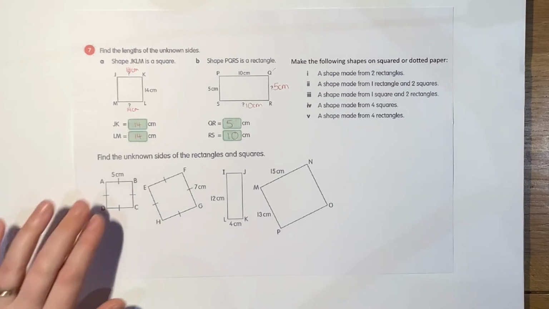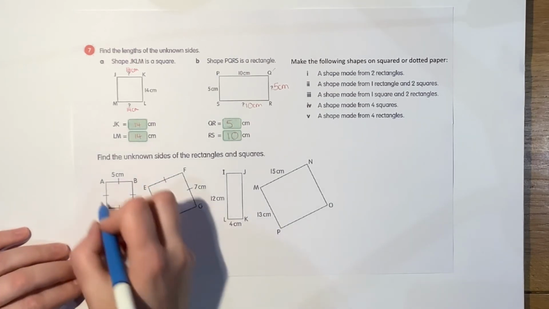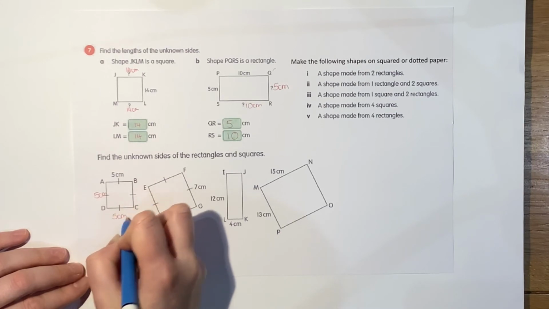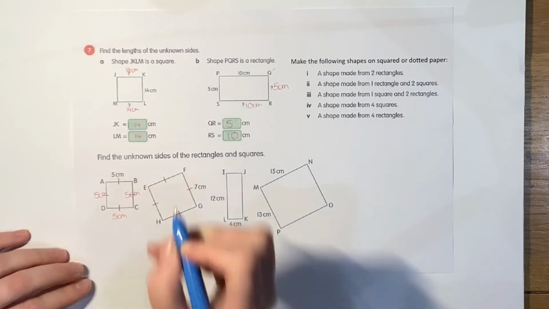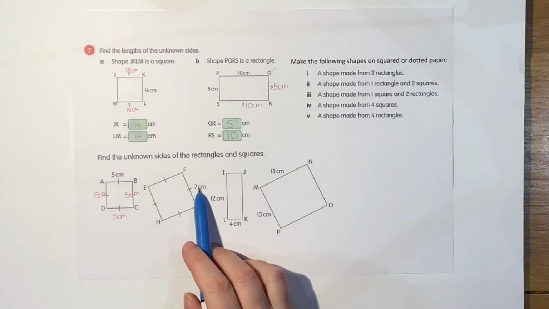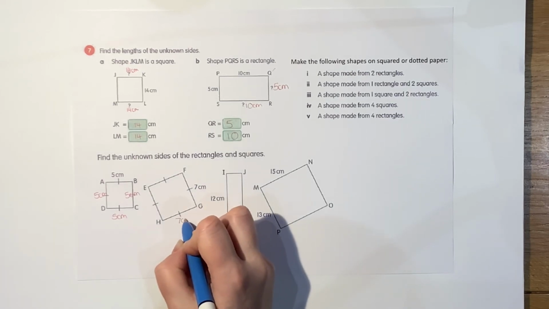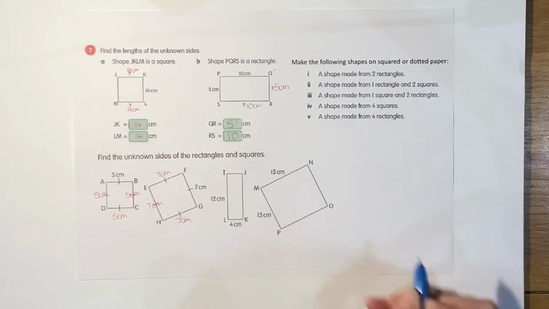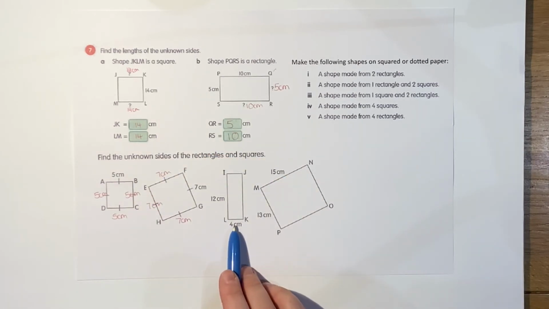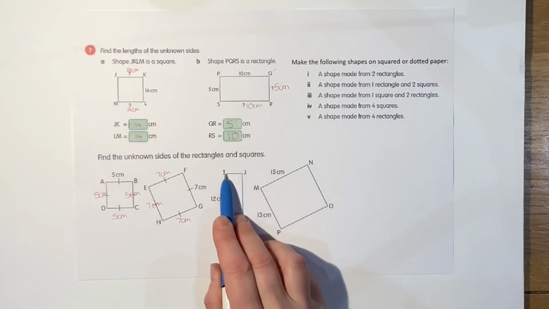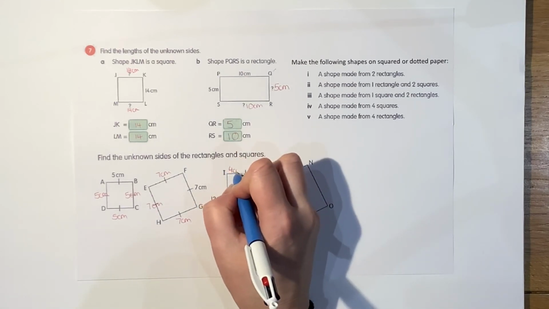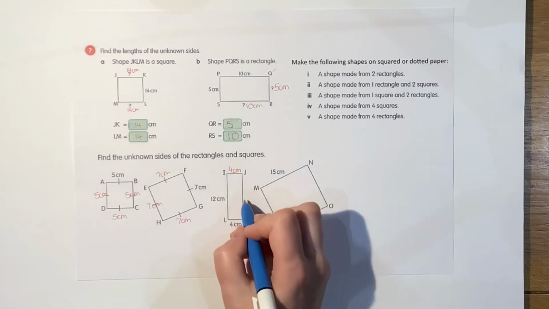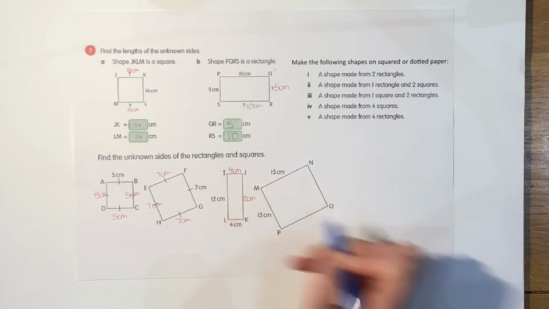Okay, let's have a look down here. So on this square, all the sides are 5 centimetres, because that's what the definition of a square is, or certainly one of the properties of a square. This is also a square, so each of the lines are 7 centimetres long. This is a rectangle, so if LK is 4 centimetres, IJ must be 4. And then if IL is 12 centimetres, then JK must also be 12 centimetres.